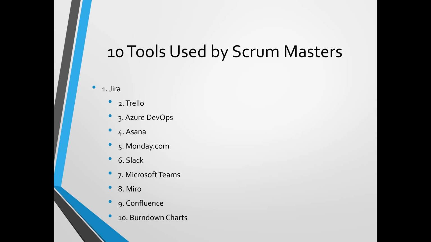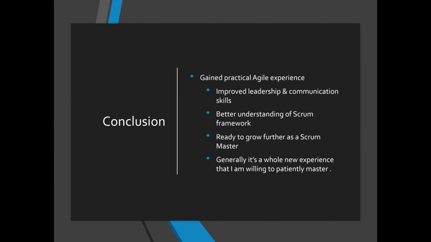Scrum Masters use different tools to manage projects and communication. Tools like Jira and Azure DevOps help to track tasks, while Slack and Teams support communication. We also have Miro and Confluence that help with collaboration and documentation. We have Microsoft Teams that is used for meetings, and then we have the burn-down charts.